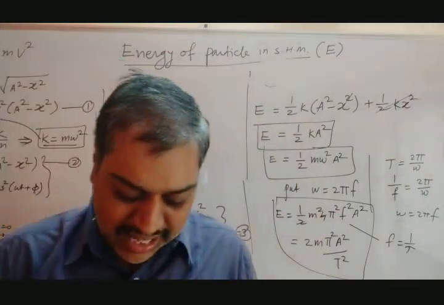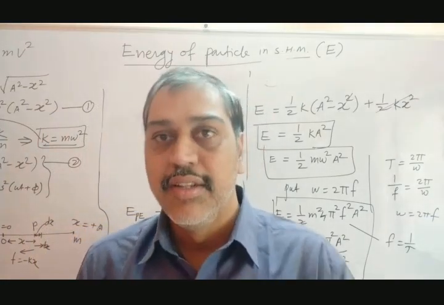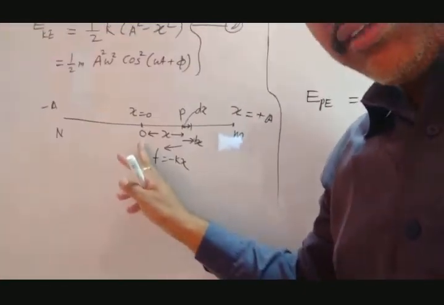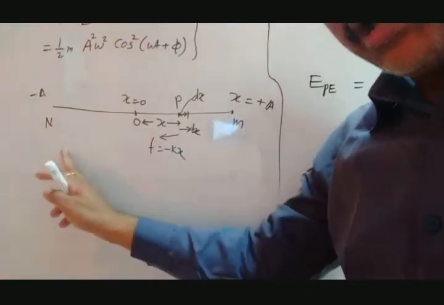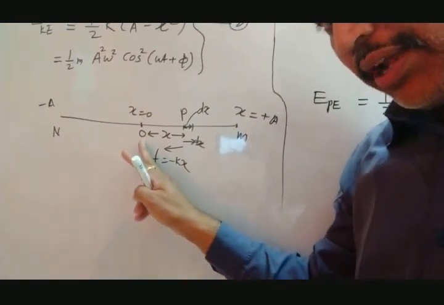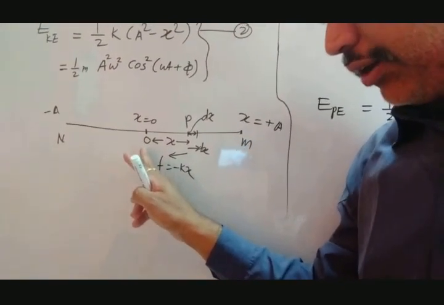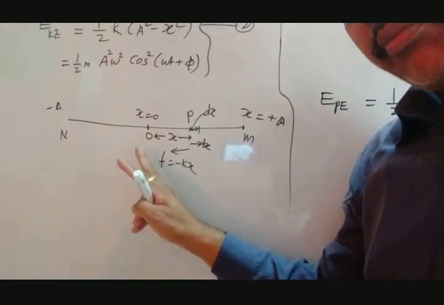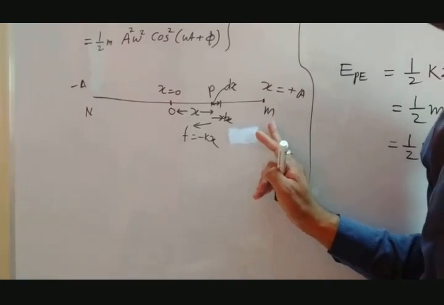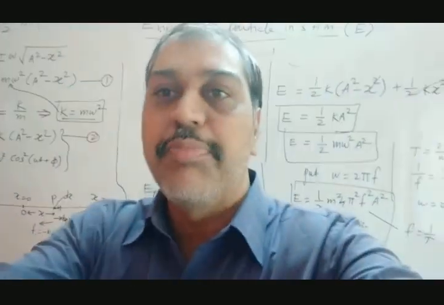The special cases are nothing but at mean position and at extreme position. That's it. As a particle is performing SHM, it is either at the mean position, or at the extreme right or extreme left. So there are two conditions we have to consider. When the particle is at this position, it is said to be at the mean position. What are the values of kinetic energy, potential energy, and total energy at the mean position? And what are the values either at M or N? These are the extreme positions. So these two are the special cases only.